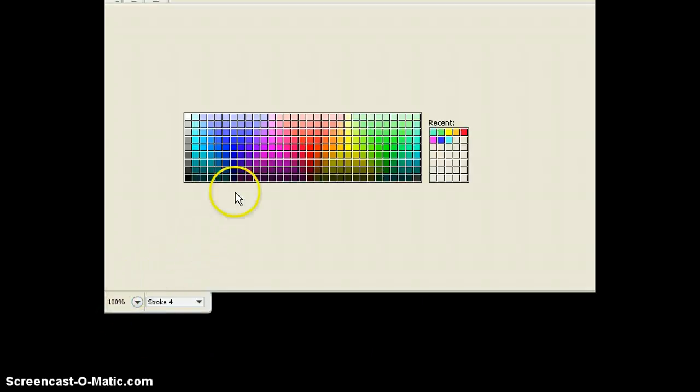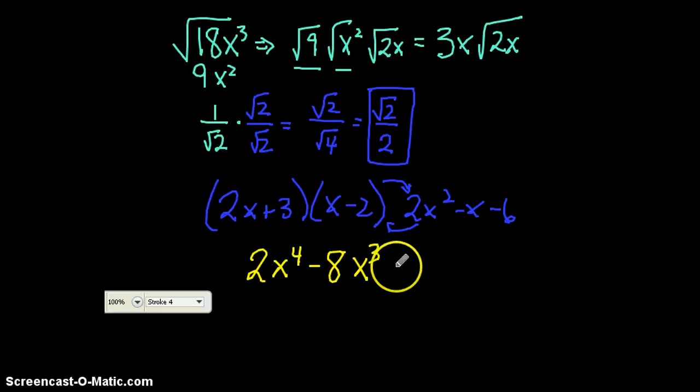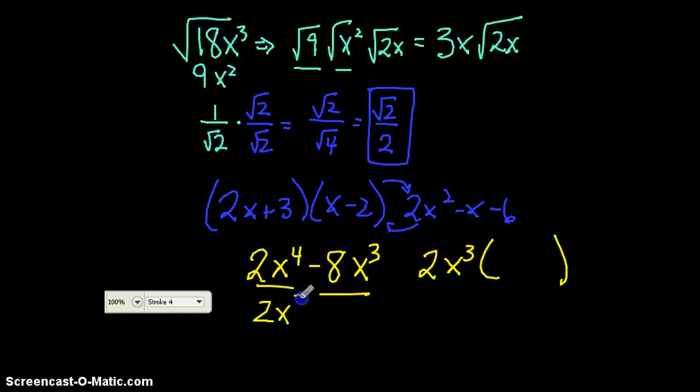Let me pick another color real quick. Okay. So, for example, 2x to the fourth minus 8x cubed. Well, let's see. I could pull a 2 and an x to the third power out of each. And of course, remember, you could use your factor training wheels, okay? 2x cubed I'm pulling out of each. So the first one would be x, and then that would be a minus 4. Okay, see how that works? So that is something that you could do to help yourself out.